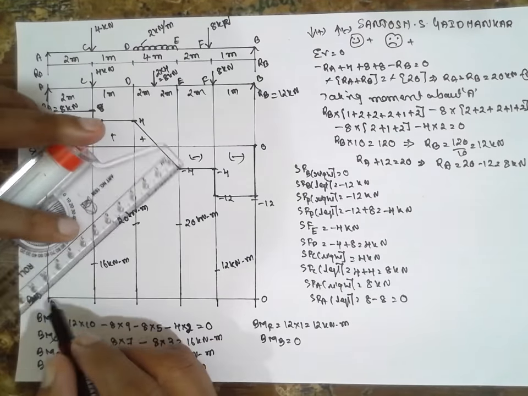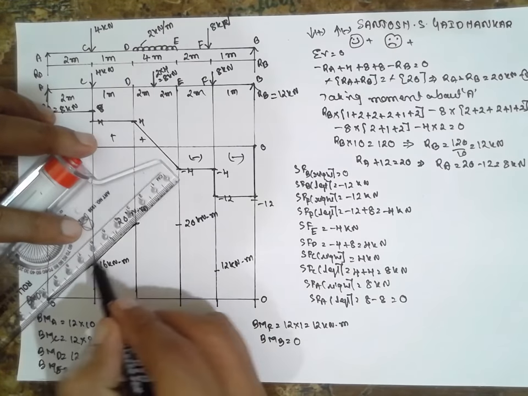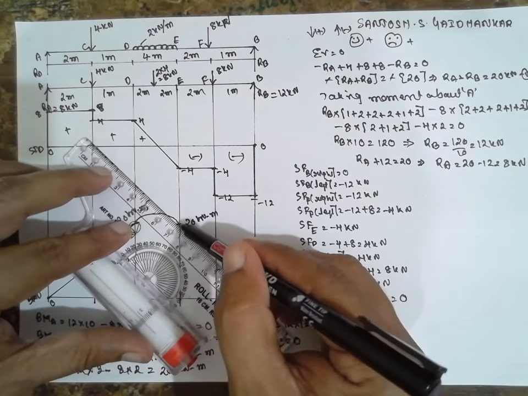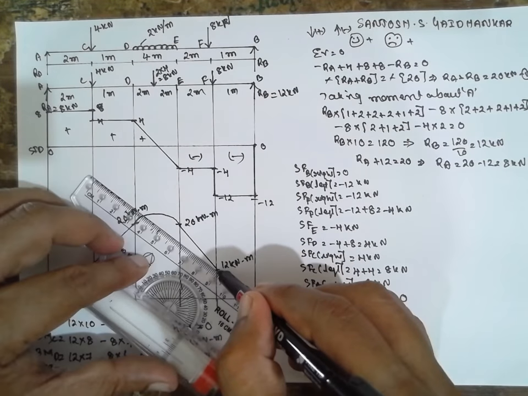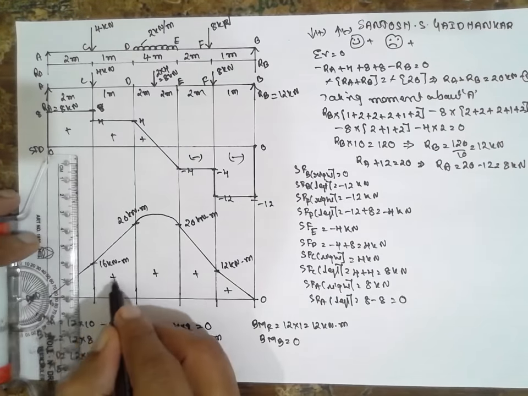Here it is a straight line because there is no UDL here. Again straight line. There is a UDL, therefore parabola. Straight line, there is no UDL, straight line. Positive, positive, positive, positive, positive.